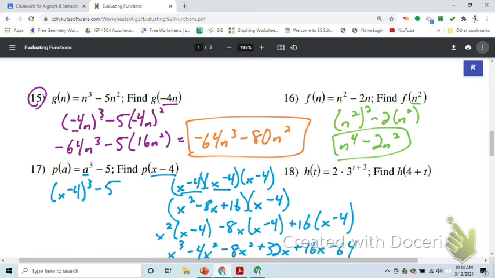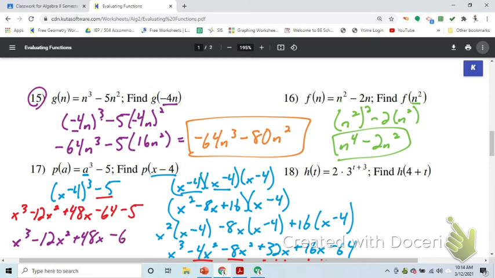So we have a couple more steps here. I'm going to simplify this, combine those two, double check my work real quick. So I'm going to have x to the third, this will be minus 12x squared plus, this would be 48x, and then minus 64, and I still have this negative 5 there. So our final answer, after all the simplifying, is going to be x to the third minus 12x squared plus 48x minus 69. And that's all you have to do for that one.